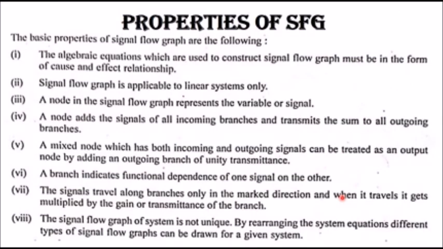Then the signal travels along the branch only in the marked direction, and when it travels it gets multiplied by the gain or the transmittance of the branch, which is self-explanatory. The signal flow graph of a system is not unique. So if you have a signal flow graph, you can solve it in a different way also, and the same system can be represented in different ways by rearranging the system's equations, or different types of signal flow graphs can be drawn from the given system.